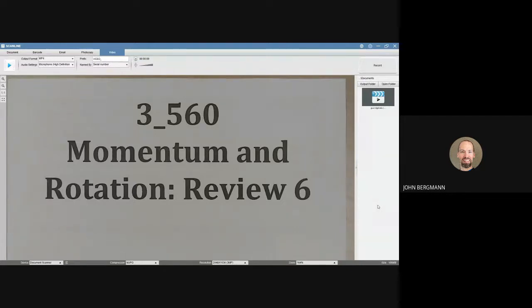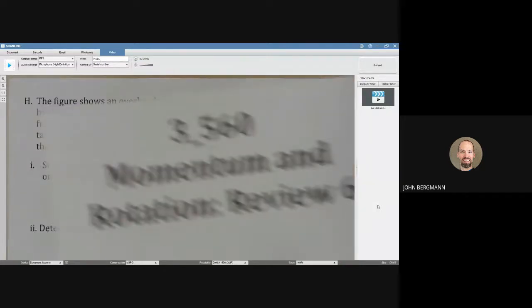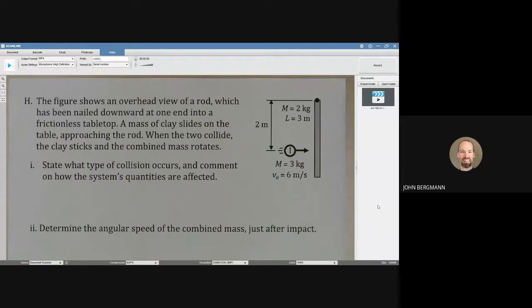Momentum and rotation, review 6. The figure shows an overhead view of a rod, which has been nailed downward at one end into a frictionless tabletop. A mass of clay slides on the table, approaching the rod. When the two collide, the clay sticks and the combined mass rotates.